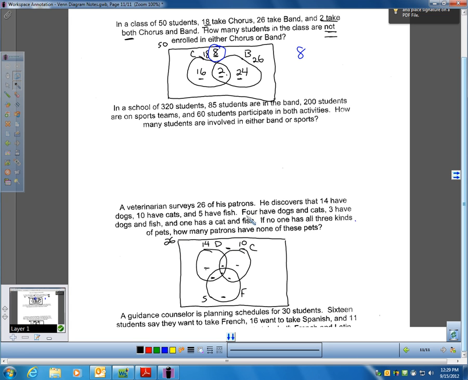Okay, so let's keep on going. Let me get out a different color here. 4 have dogs and cats. Now, this is very important to understand. This is where people make a common mistake. A lot of people will say 4 have dogs and cats, and they'll put a 4 right here, and that's not totally true, okay? I'm sorry, I was pointing at the wrong thing. I meant here. I want to erase that blue because I just misspoke.